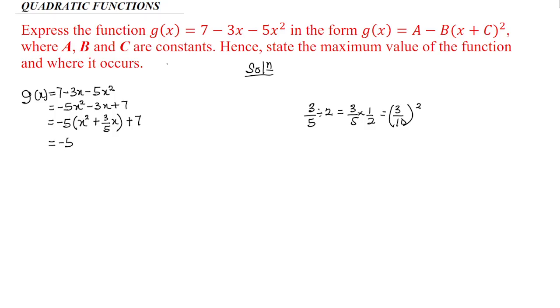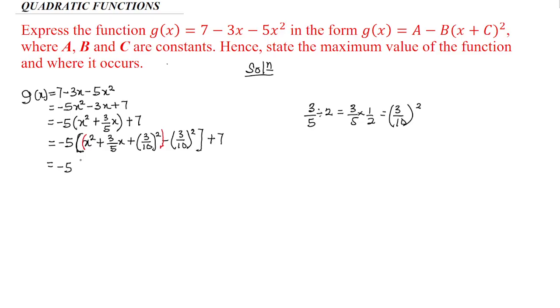So this gives me negative 5, then I have x squared plus 3 out of 5x. Then I'm going to add what I have there, which is 3 out of 10 squared minus 3 out of 10 squared. All right, then plus 7. So let's move on. With what I have in the brackets, I'm going to take this part to this part and then simplify it.